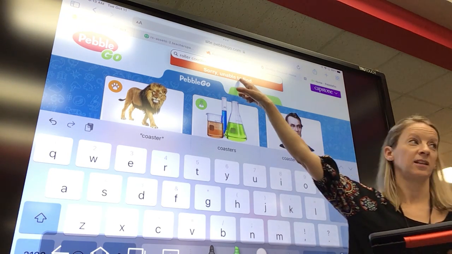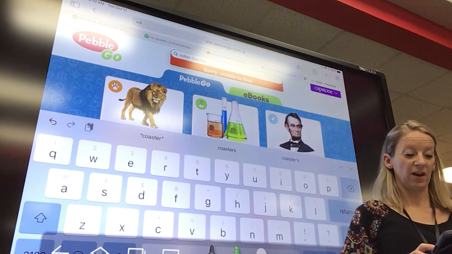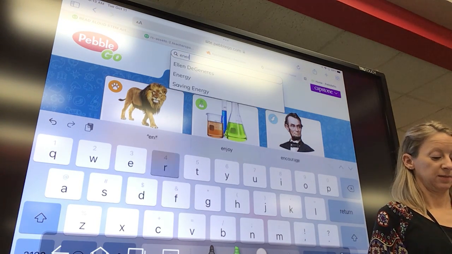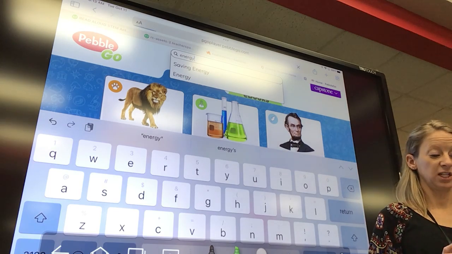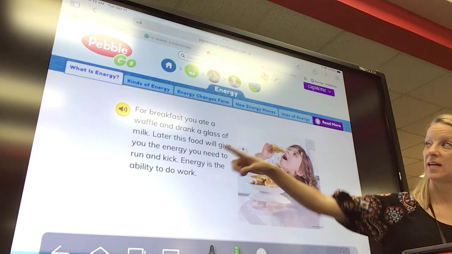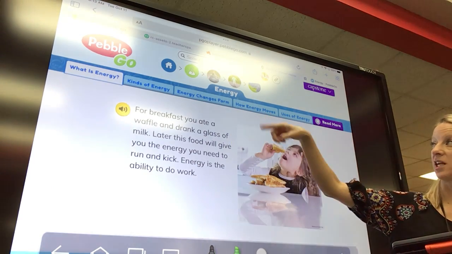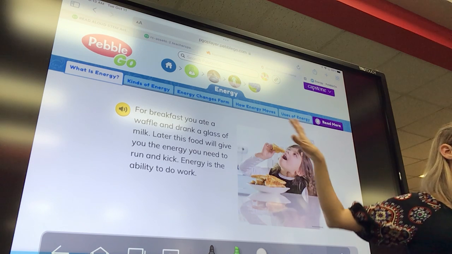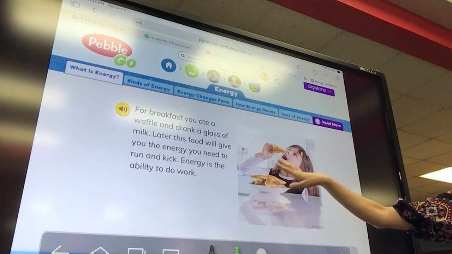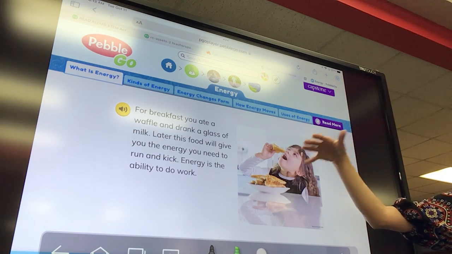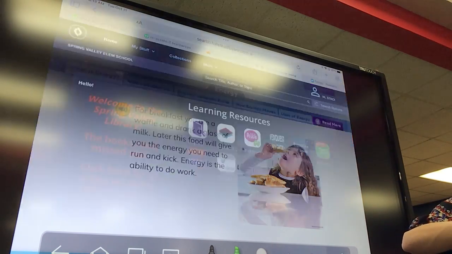Look, do they have anything? No. If I go in and I type in energy, it has energy, but it only has a little bit of information. We're older, so it has kinds of energy, where energy changes form, how energy moves, and uses for energy. You already know all this stuff, right? Okay, so after about 2nd grade, PebbleGo doesn't have everything we need. So that's why we have to use the databases.